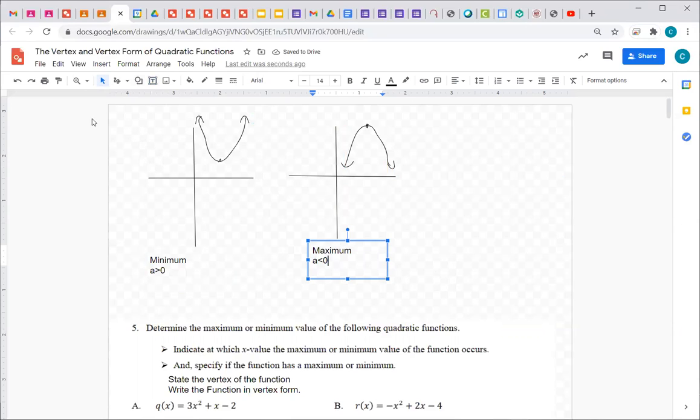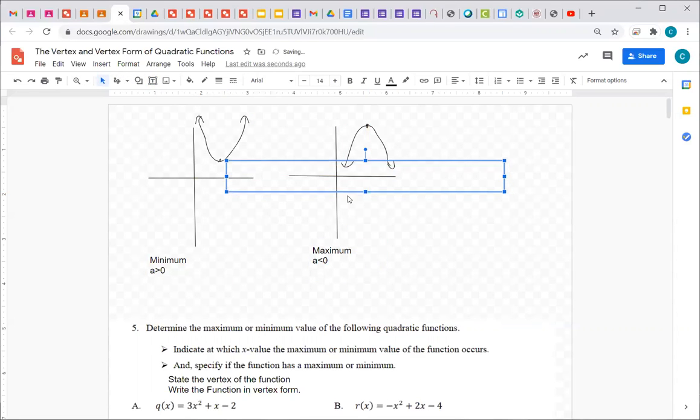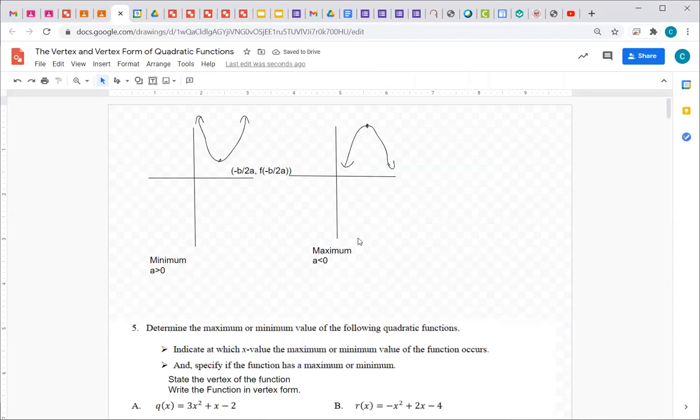So how do we find the vertex? So again, we use the formula negative b over 2a. So the coordinates of this point here, for example, is negative b over 2a. And the output, or the y value, is we take the x value and we input it into the function, right? And the same thing, even if it's a maximum.